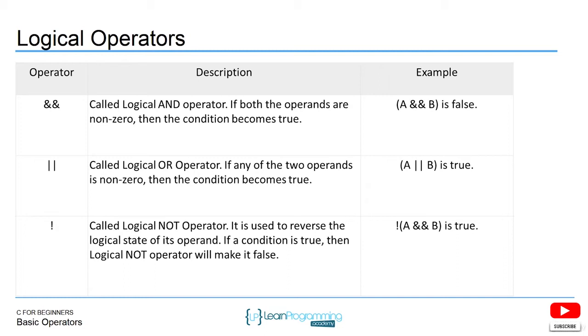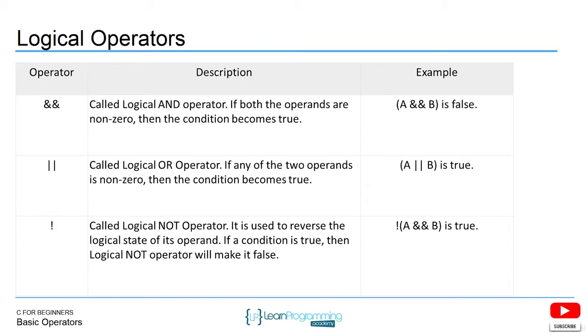And then the parallel bars are the logical OR operator. Again, this should be similar to your math class, so I don't want to spend too much time on it. But if either of the two operands is non-zero, if either one is true, then it's true. So if A is true and B is false, the return would be true, remember, these are expressions that return values.